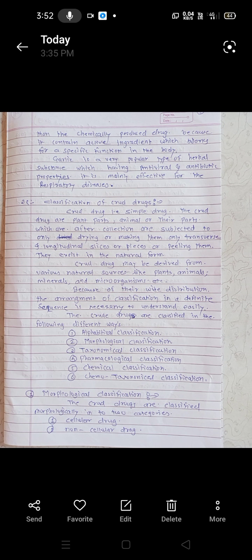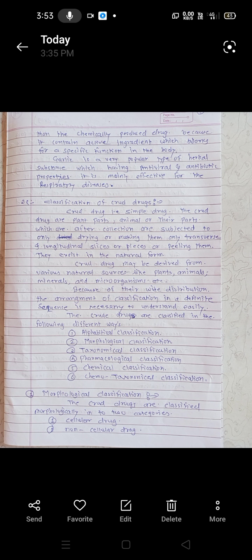The next topic is the classification of crude drugs. Crude drugs are the simple drugs. Crude drugs are plant parts or animals or their parts which, after collection, are subjected only to drying, or to making transverse and longitudinal slices or pieces, or peeling, so they exist in their natural form. Crude drugs may be derived from various natural sources like plants, animals, minerals, and microorganisms.